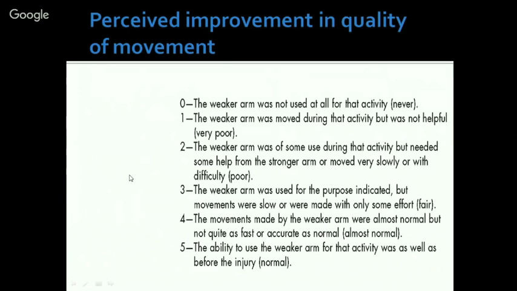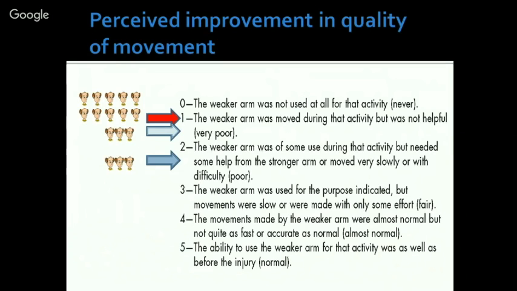So say for example, if 10 patients come to us with a score of 1 on the motor activity log perceived improvement in quality, then what is the effect of CIMT? For 3 patients, they might not improve at all. Another 3 patients can improve from very poor to a poor quality of movement, and other 3 patients might improve from very poor to fair quality of movement. This is the amount of improvement which different sets of patients might get after CIMT.